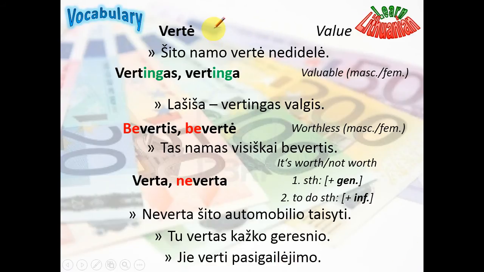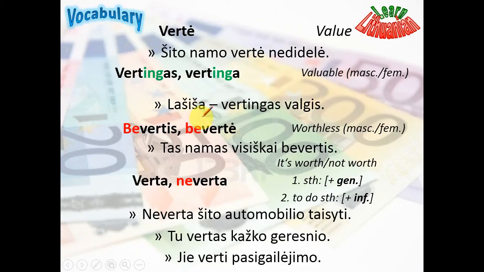Vertė. The value of this house, šito namo vertė, is not big, nedidelė. Literally, the sentence sounds like, of this house, the value is not big. But we will translate it as, the value of this house is not big. Šito namo vertė nedidelė. Vertingas, vertinga. Valuable.